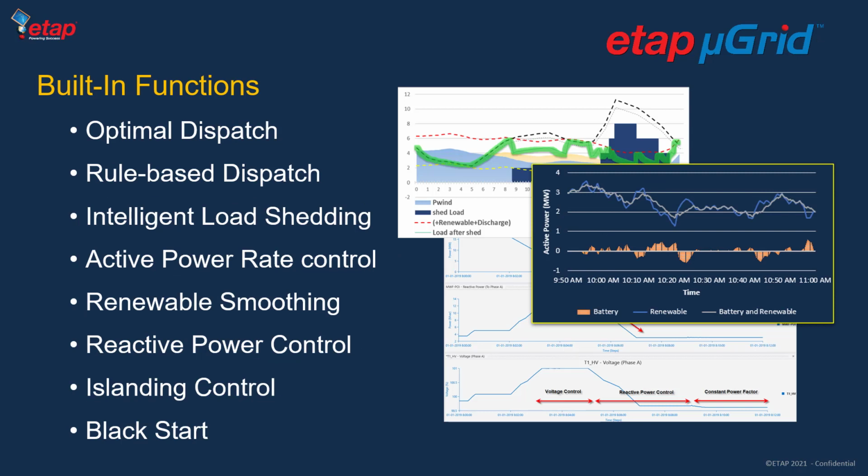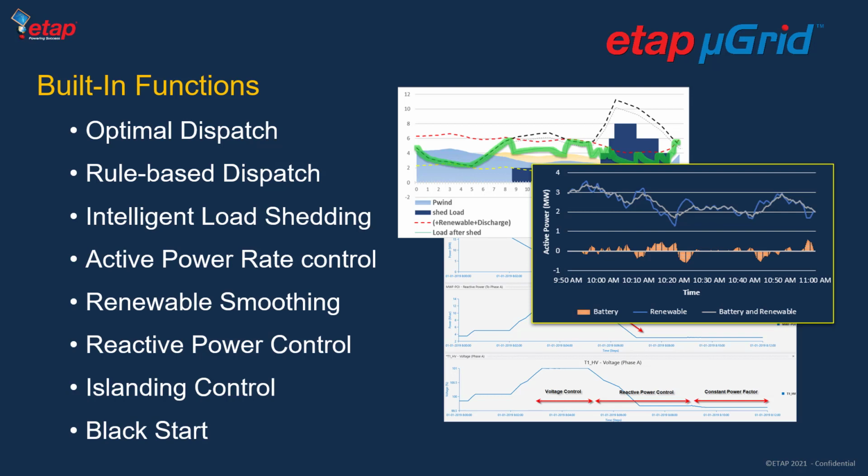Similar to the ePPC, the ETAP microgrid controllers can perform the listed functions. Optimal dispatch actually looks at the energy cost and generation cost, and dispatches according to these parameters. It can also be configured to be rule-based dispatch, so for example, manage demand control and perform load sharing.